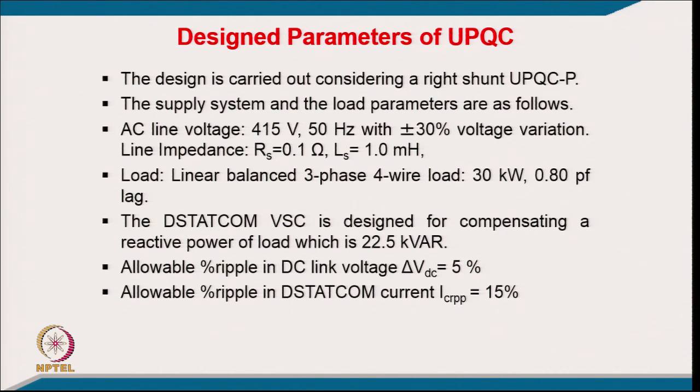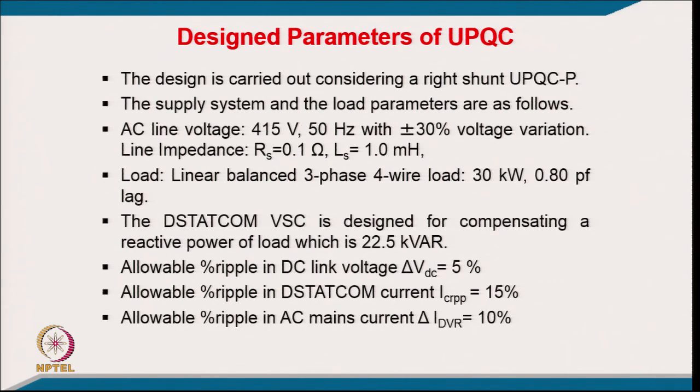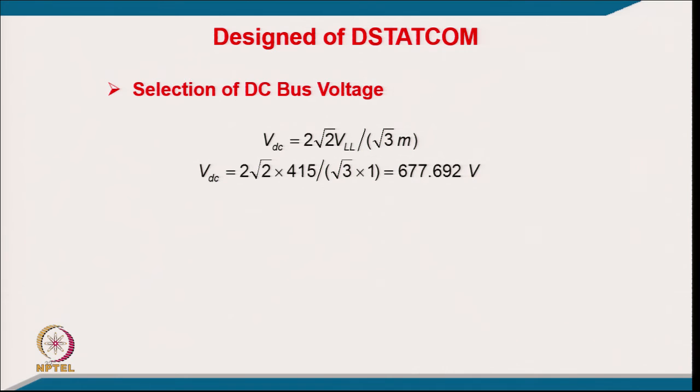So, the reactive power comes to 22.5 kVAr, and the allowable ripple in DC link voltage, delta VDC, is 5%, the allowable ripple current in the D STATCOM is around 15% or so, and the allowable ripple in AC current is 10%, with a switching frequency of the order of 10 kilohertz. It is just a guideline from the design formula, but of course you have to apply your own expertise. So, coming to the DC link, this is the formula for the voltage source converter, the relation between AC and DC link voltage: VDC = root 2 times V line divided by root 3 times M.